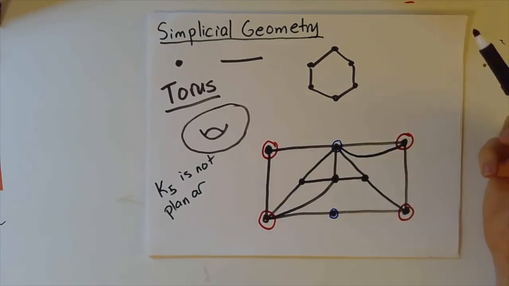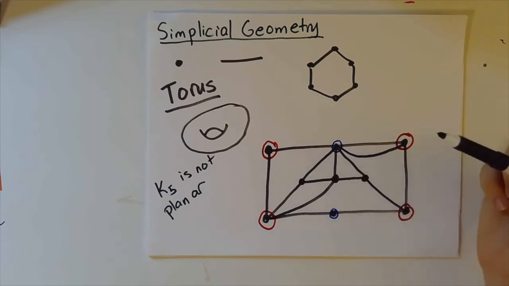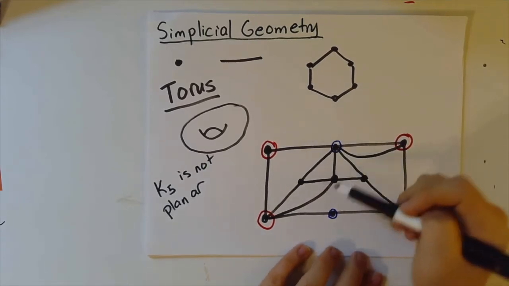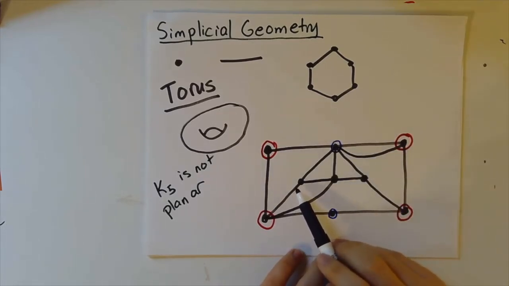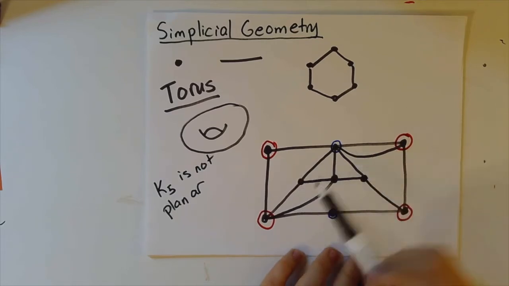Okay, and so now I should check that every point connects to every other point. So that means every vertex should have degree 4. So that's degree 4. Aha, this one's not degree 4. Where is this one not connected to? This one here is not presently connected.